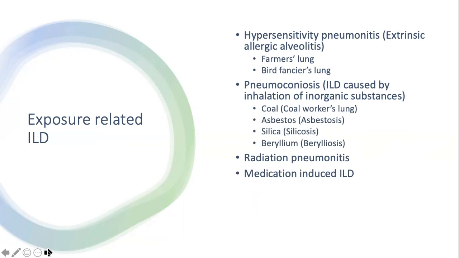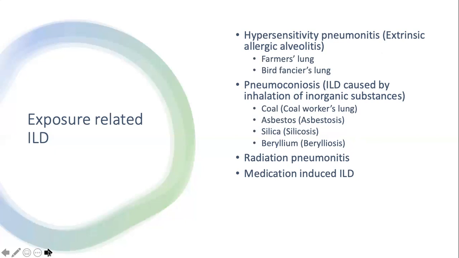Then pneumoconioses associated with inhalation of inorganic substances include exposure to coal, resulting in coal worker's lung, exposure to asbestos, which can result in asbestosis, exposure to silica, which can result in silicosis, and exposure to beryllium, which can result in berylliosis. So these are all occupation-related diseases that cause these pneumoconioses in general.